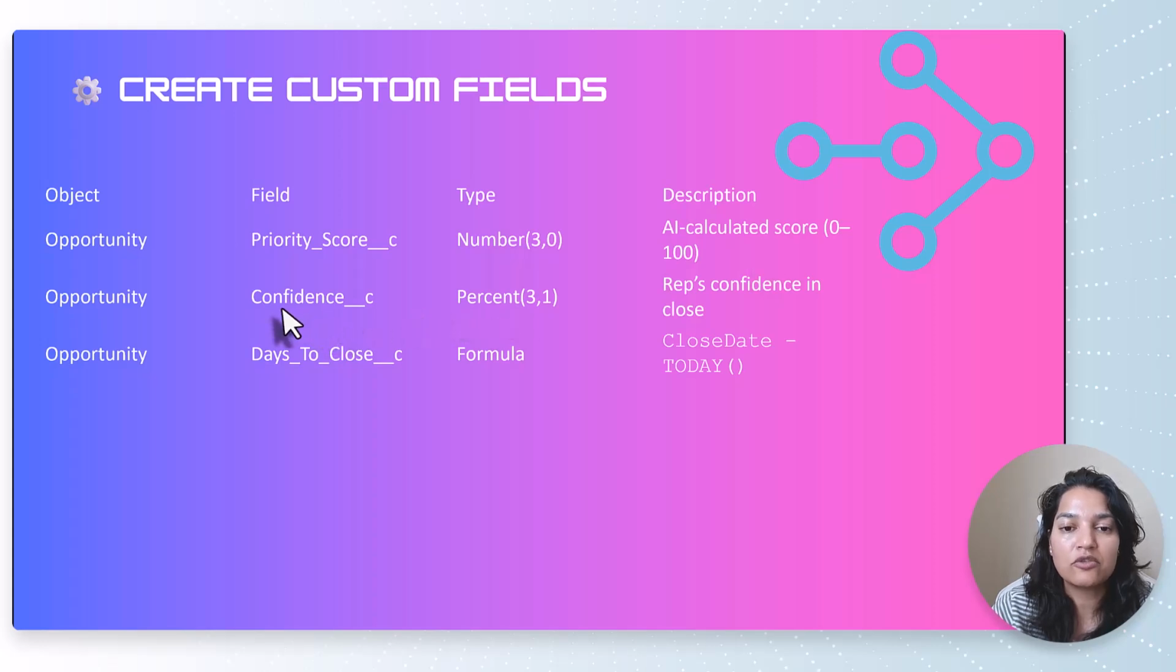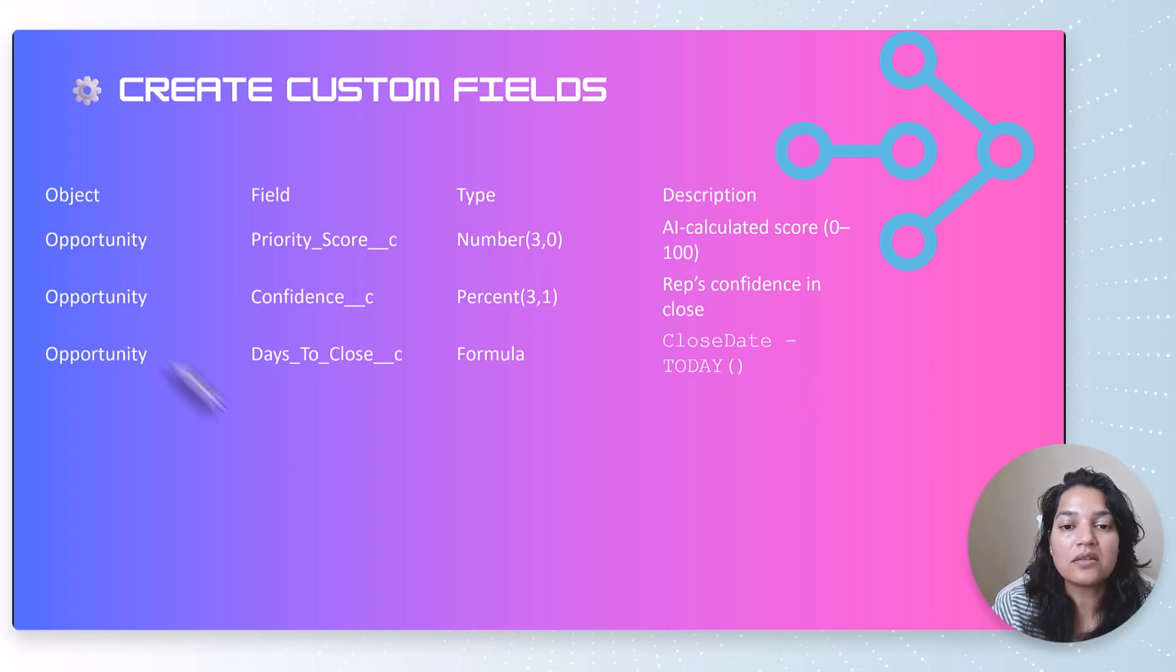The second field we are creating is a percent field. The name of the field is confidence, and its purpose is the rep's, the representative's, confidence in closing that particular opportunity. The third field is days to close. It is a formula field, and the formula is close date minus today's date. These are the days. It will tell you how many days are left until the close date.